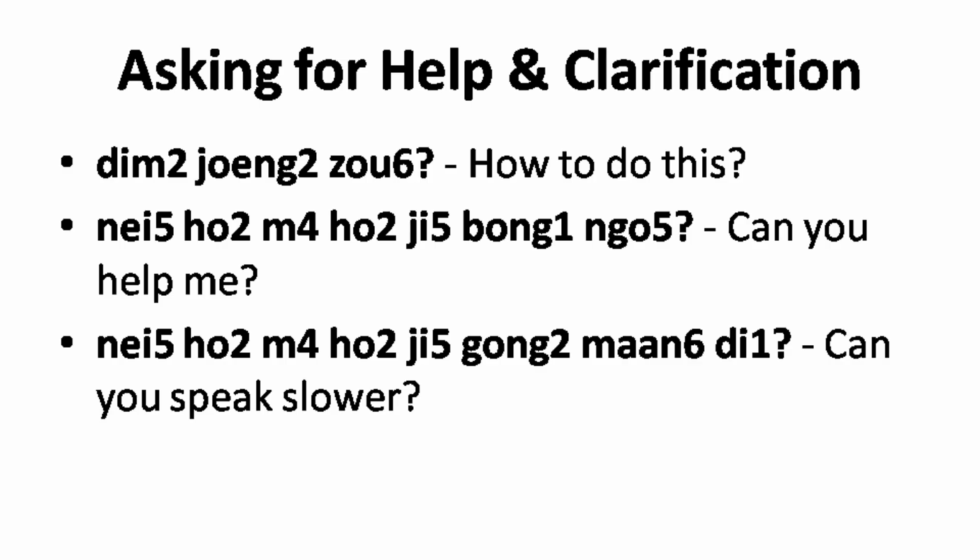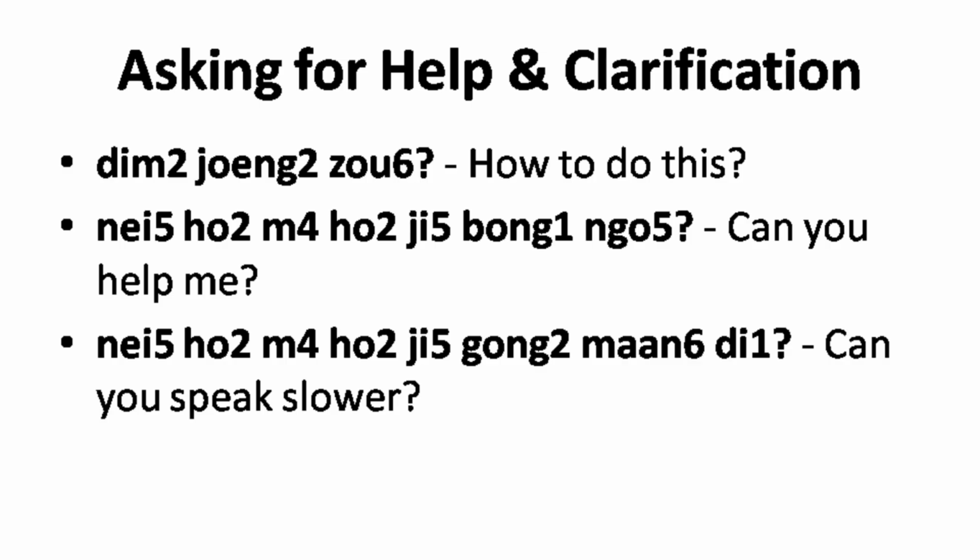Now, the second phrase is 你可唔可以幫我? 你可唔可以幫我 in Cantonese is, can you help me? To break this down, 可唔可以 is the polite way to say, is it possible, or can you? And 幫 means to help. And of course, 我 is me. So it literally means, is it possible for you to help me?